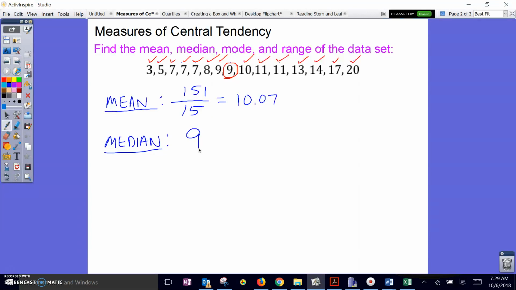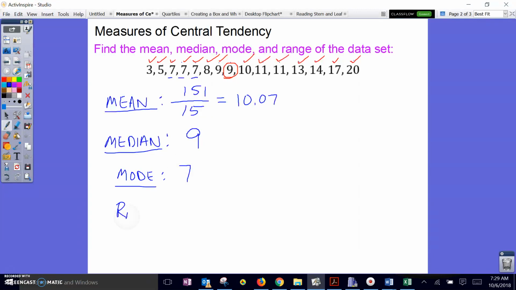And let's see, we've got the mode. We want to find the number that shows up the most in this data set. And it looks like that's going to be the number 7. It shows up 3 times in our data set. No other number shows up more than twice. So the mode is going to be 7.